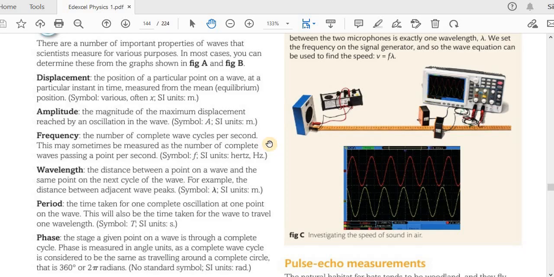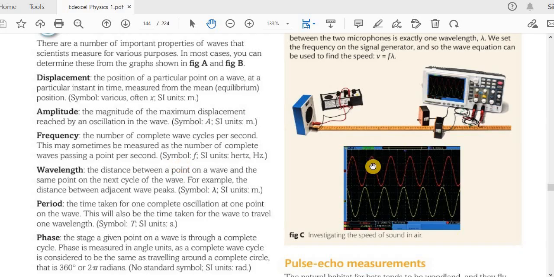So it's something per second, some complete cycle per second, that is frequency. Now in the case of waves, we have wave cycles. So the frequency is the number of complete wave cycles per second. This may sometimes be measured as the number of complete waves passing a point per second. So we can say it that way also.